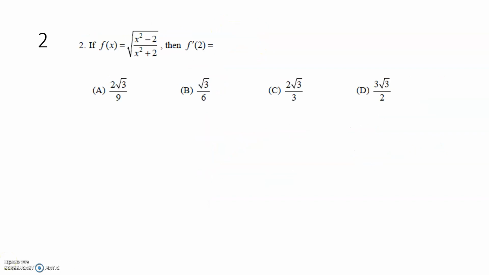All right, here we go. Question 2. If f of x is the function, the square root of x squared minus 2 over x squared plus 2, then find f prime of 2. All right, so we are going to go ahead and find the derivative of this particular function.